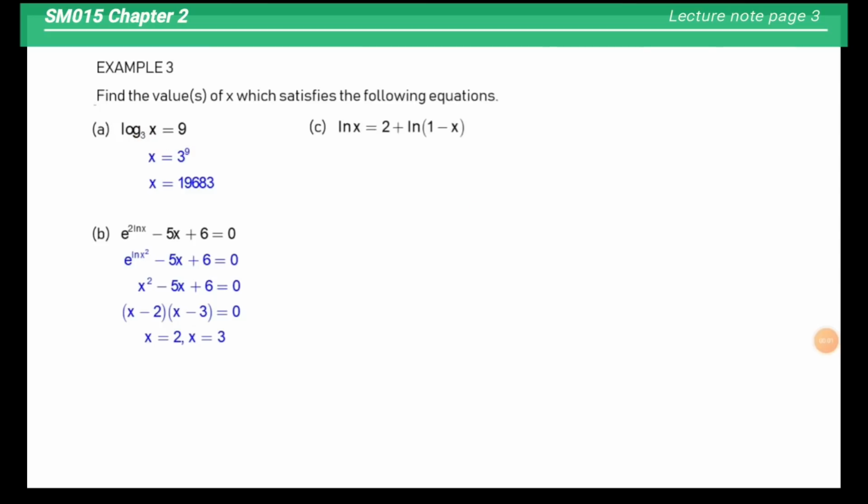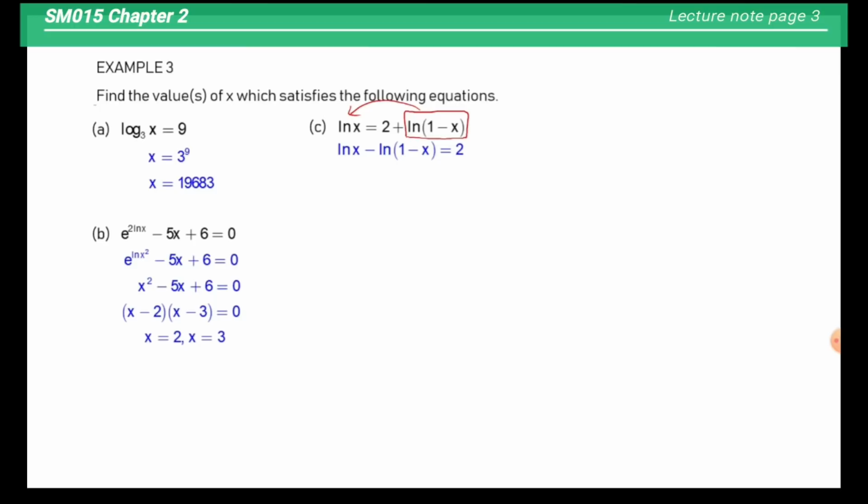For question C, we have ln x equal to 2 plus ln(1 minus x). In this case, we have two ln in one equation, so we may bring one of the ln to the same side. I want to bring ln(1 minus x) to the left hand side. So we end up with ln x minus ln(1 minus x) equal to 2.